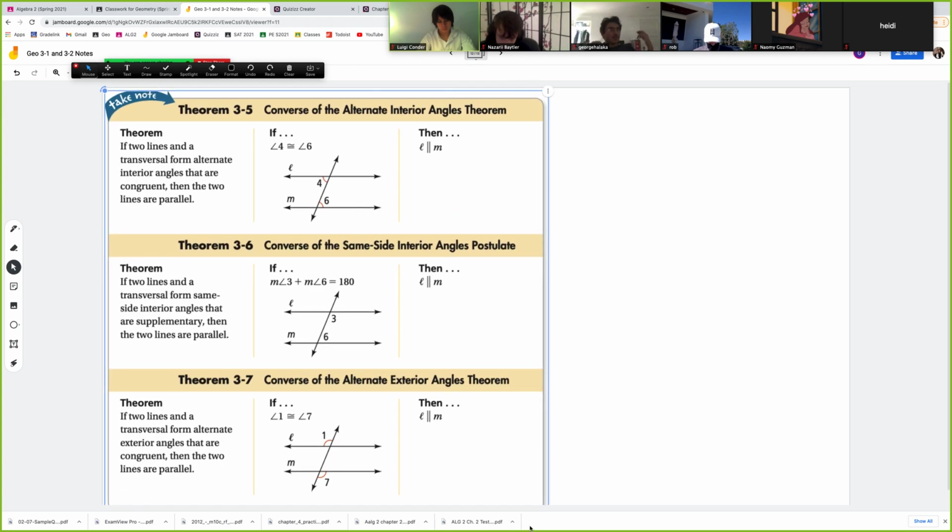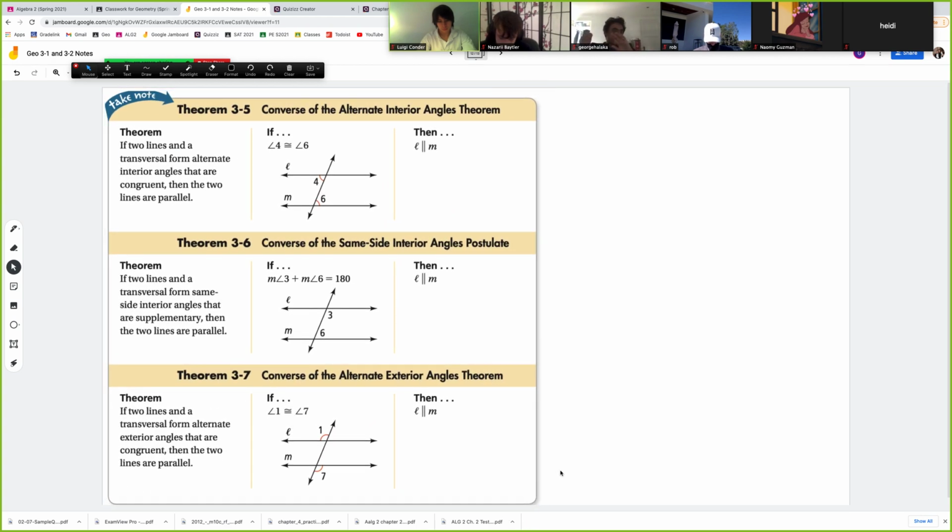All right, so you guys have the same thing in your book on page 134, okay, and 135. And so what it's saying is, if two lines and a transversal form alternate interior angles that are congruent, then the two lines are parallel, okay? Guys, this is all very, very simple, okay? But if you're not paying attention, you're going to miss it. It's going to go over your head. Listen to the simplicity of this.